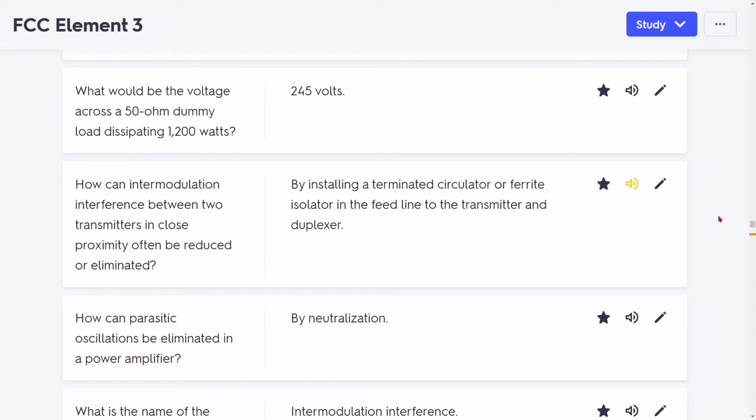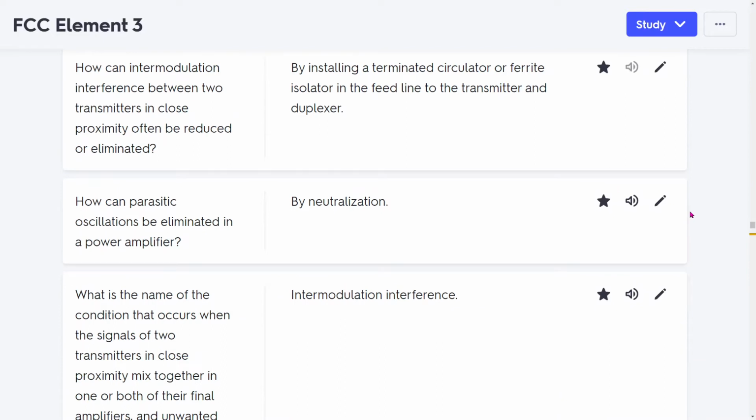How can intermodulation interference between 2 transmitters in close proximity often be reduced or eliminated? By installing a terminated circulator or ferrite isolator in the feed line to the transmitter and duplexer.